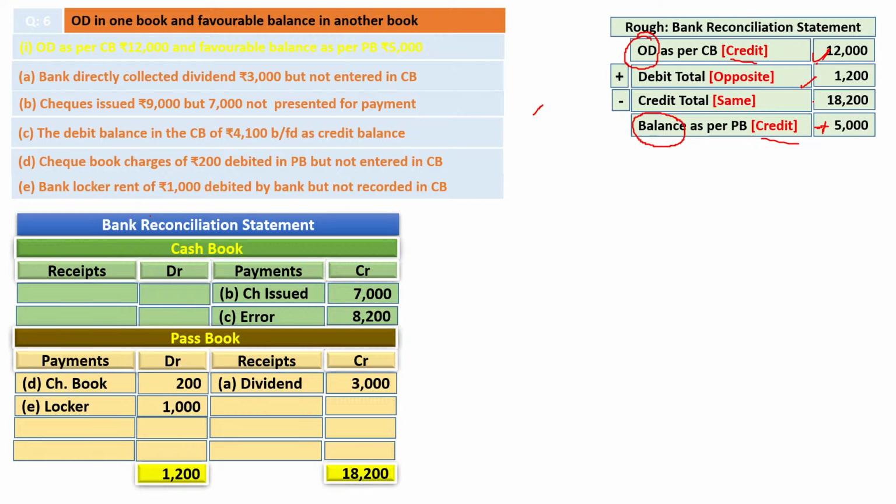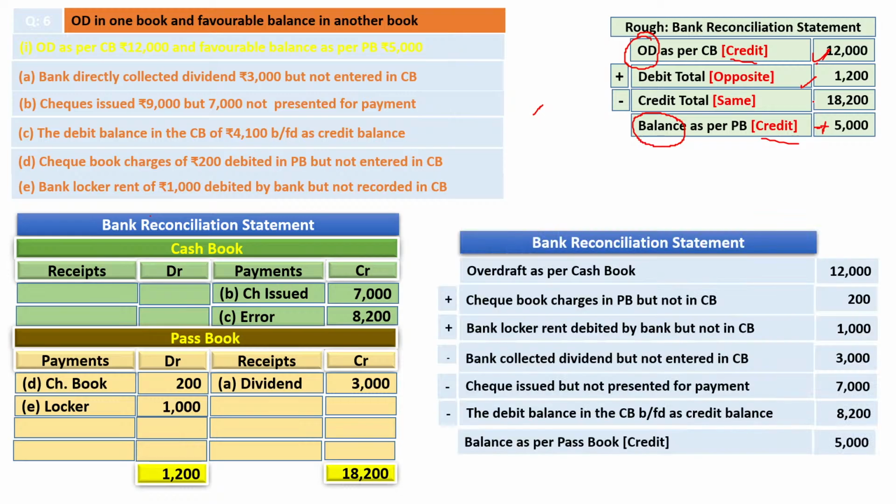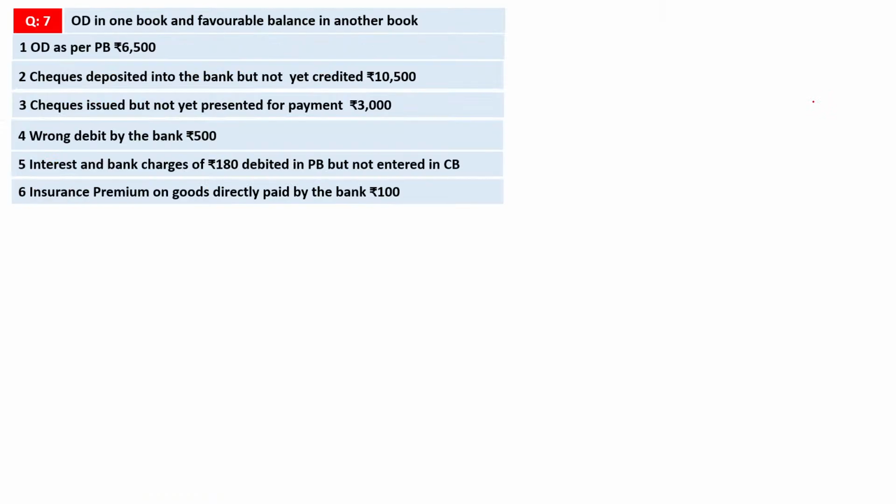That's the scenario. This is one of the beautiful illustrations where we have the favorable balance in one book and an overdraft balance in the other. Then of course the rest of the preparation is the same way. Clear? Let's now move on to one more illustration for your better understanding. Okay, the 7th one. Here, overdraft as per passbook. Overdraft in one book and favorable balance in another book.